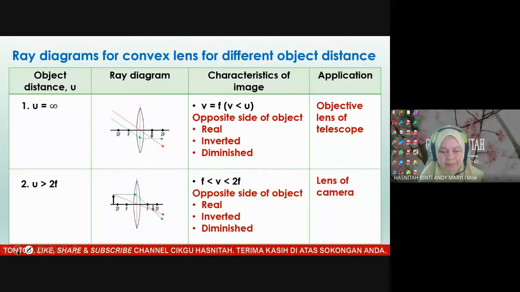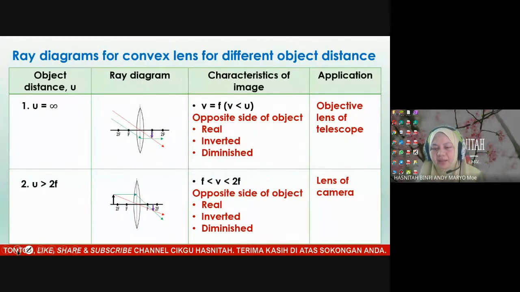Now for activity B on page 181, students, complete the diagram for the image characteristic statement. Just now for the characteristics of image, I told you there are three pairs of characteristics. The first one: real or virtual. You write there, real. Then the second characteristic, inverted or upright. You write there, upright.